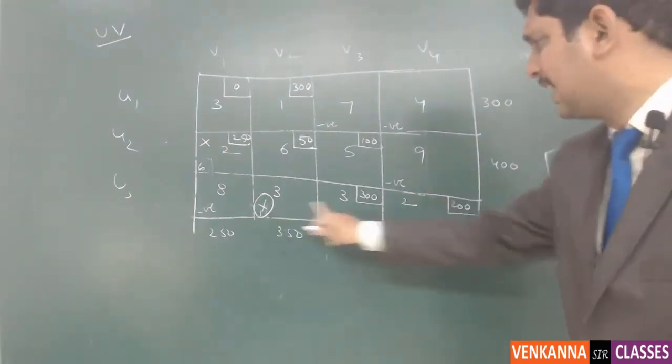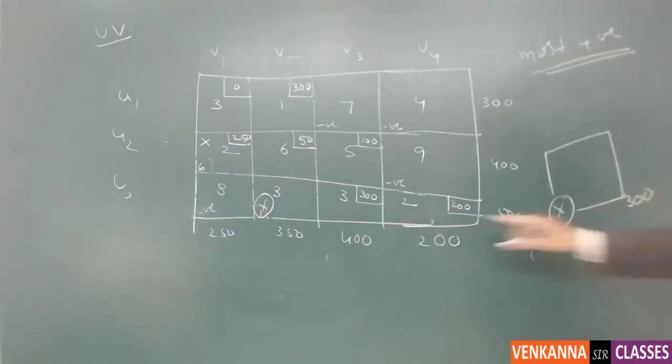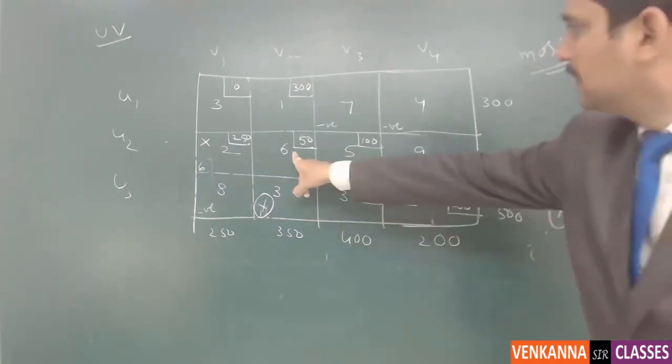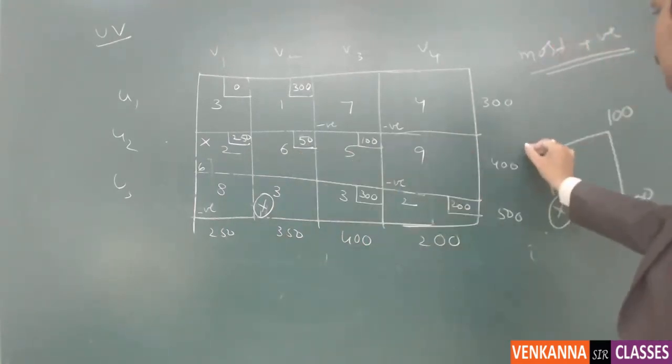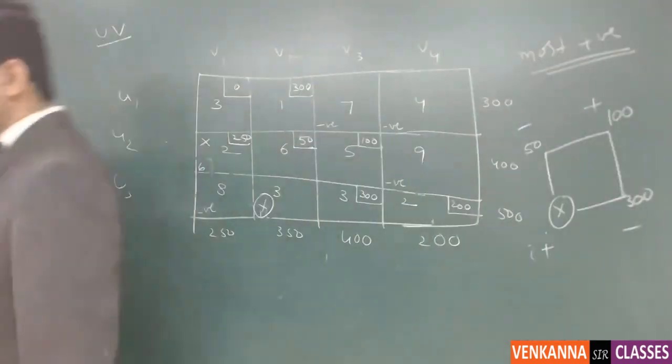So here nothing is allocated. The basic cell is 300 here. So this is 300. This is the basic cell, value is 100 here. This is the basic cell, value is 50. So plus, minus, plus, minus. Is it fine?